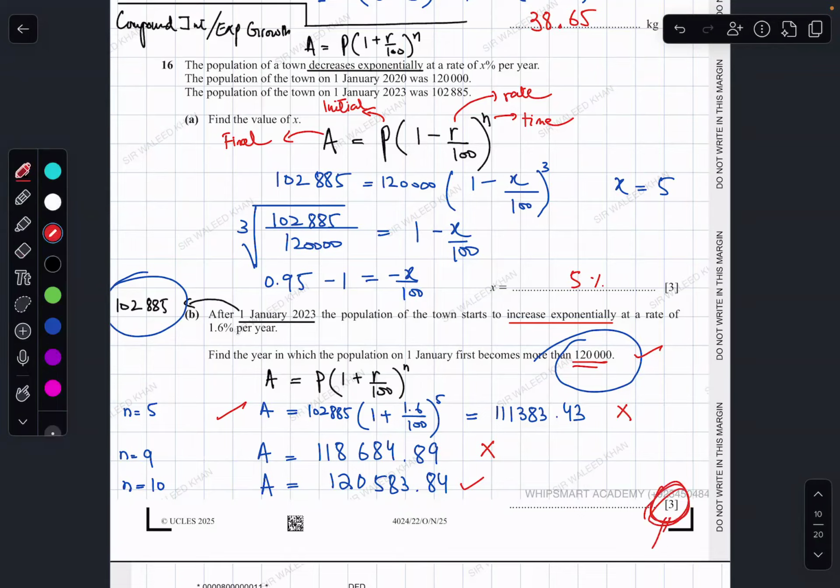Because it's a 3-mark question, show some working. Now, here they asked about complete years. They said find the year in which the population exceeds. So it took 10 years, right? It was 2023. After 10 years, what will it become? 2033. That's it. That's your answer. Okay.